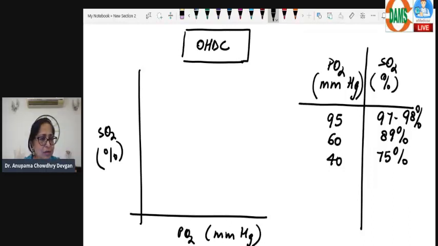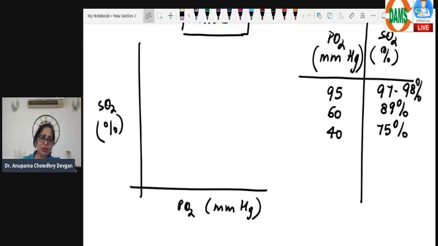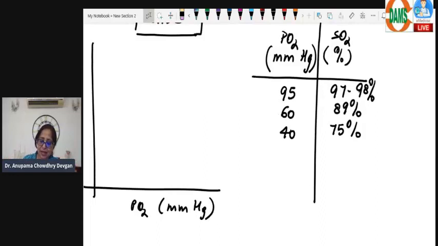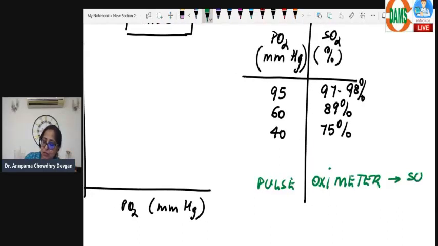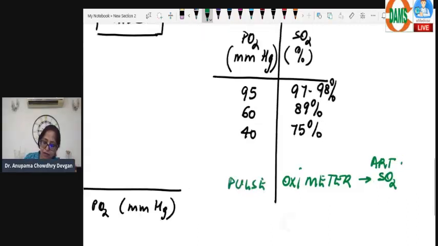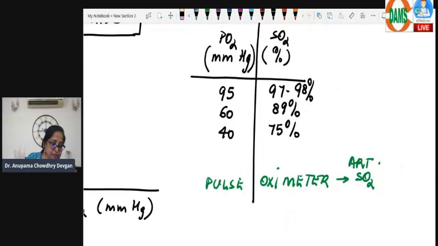Extremely important from a clinical point of view. You have a patient in the ICU. Finger pulse oximeter is so much in the news today, isn't it, because of COVID. The finger pulse oximeter gives you saturation, not the dissolved oxygen. It gives you arterial saturation, not the venous. So if the finger pulse oximeter reading is, let's say, 85, are you happy with that?